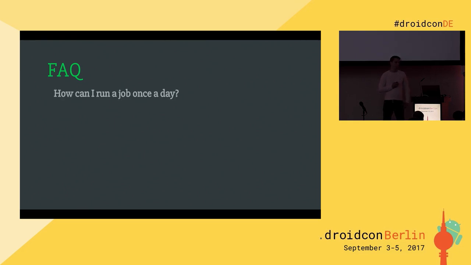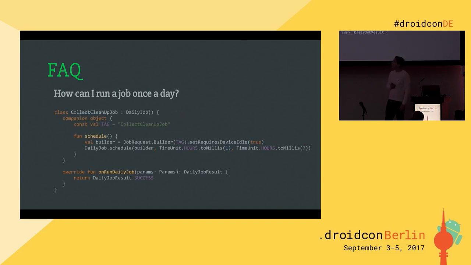How can I run a job once a day? It's really easy. Use the daily job class. This is a little helper, and instead of extending the normal job class, you extend daily job, and it's a similar method which you need to override. The only real difference is that for scheduling the job, you need to use another helper method, and then you define the time. For example, this job would run once a day between 1 a.m. and 7 a.m. in the morning.